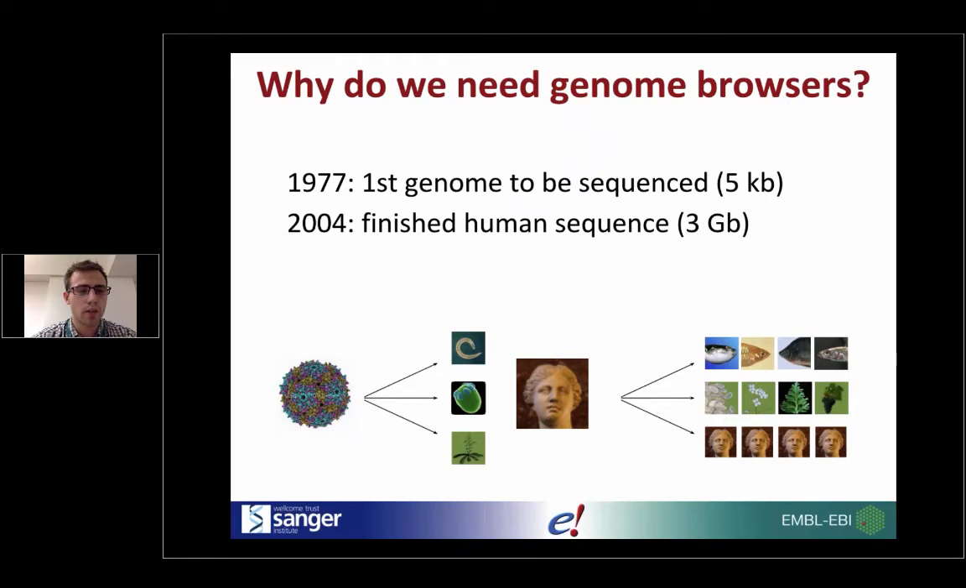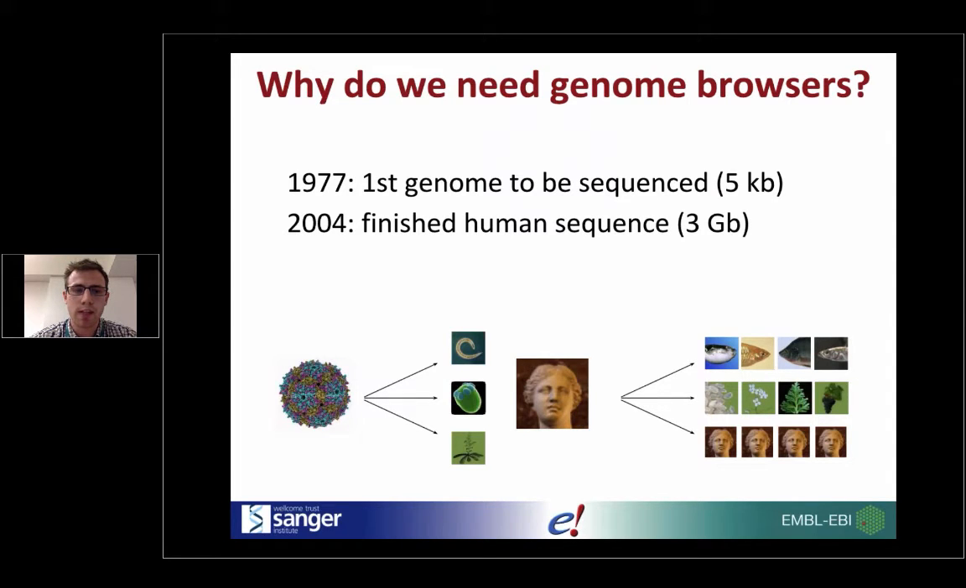I want to start by giving you a brief background to genome browsers, and in particular Ensembl. I'm sure many of you are aware that Ensembl is a genome browser, and it was first conceived of in 1999, I think, when the first human genome was about to be published. But the first genome actually to be sequenced was a bacteriophage in 1977 by Fred Sanger and his team, and it was a relatively small genome. It was only 5 kilobases in size, but it was a massive breakthrough at the time, and it really paved the way for more and more complex organisms to have their genome sequenced.